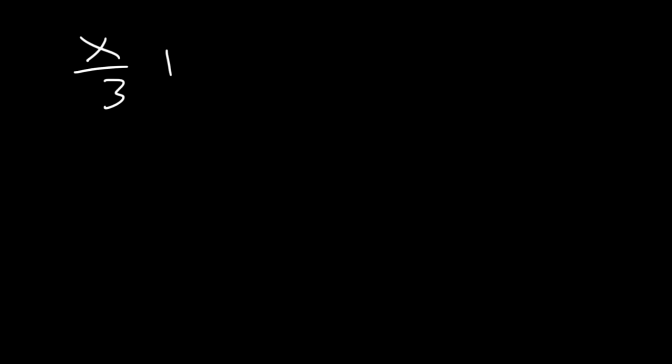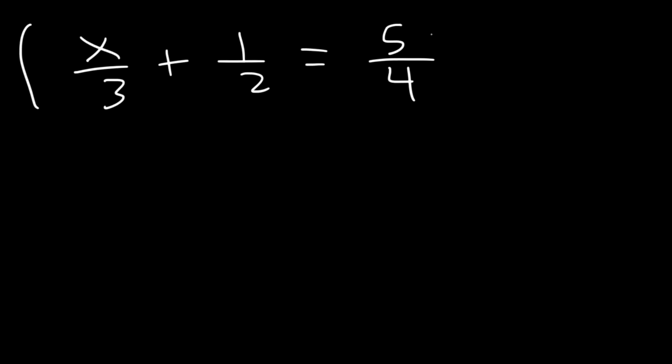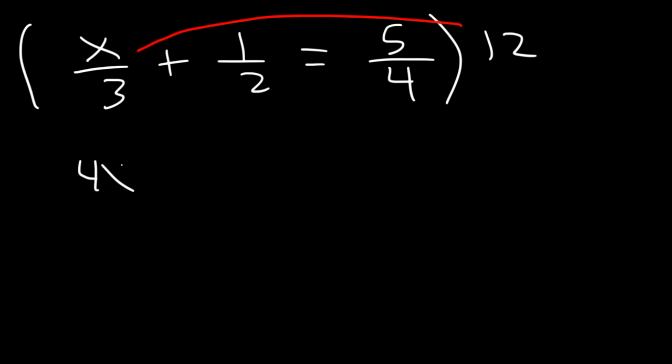Now what about this one? Sometimes you may have multiple fractions. What is the value of x? In this case, multiply by a multiple of 2, 3, and 4. 12 is the least common multiple of 2, 3, and 4. 12 is divisible by 2, 3, and 4. So first, let's multiply 12 by x divided by 3. So that's going to be 12x divided by 3, which is 4x.